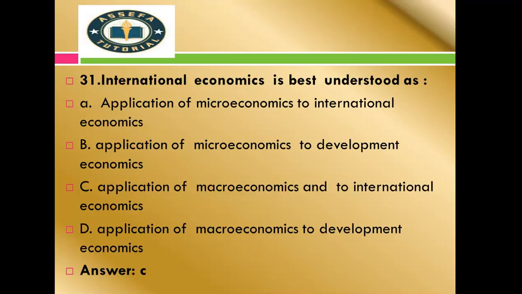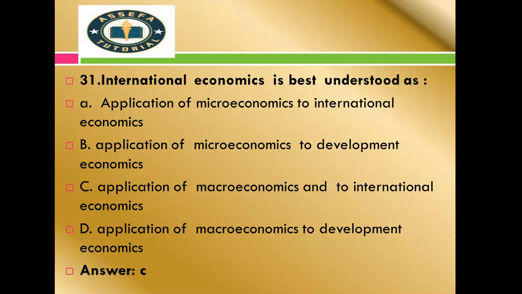Now, good. International economics is best understood as A. Application of microeconomics to international economics. B. Application of microeconomics to development economics. C. Application of macroeconomics to international economics. D. Application of macroeconomics to development economics. So the correct answer is application of macroeconomics to international economics.